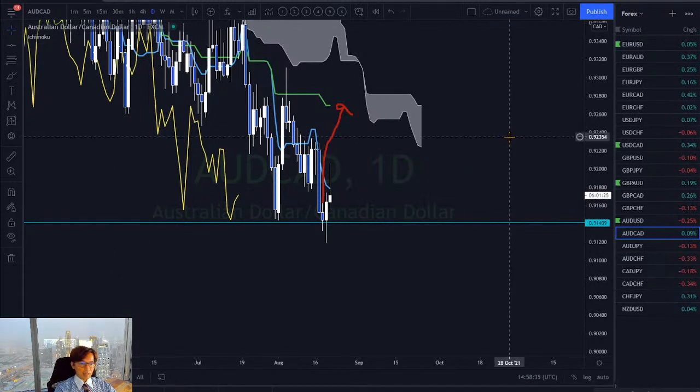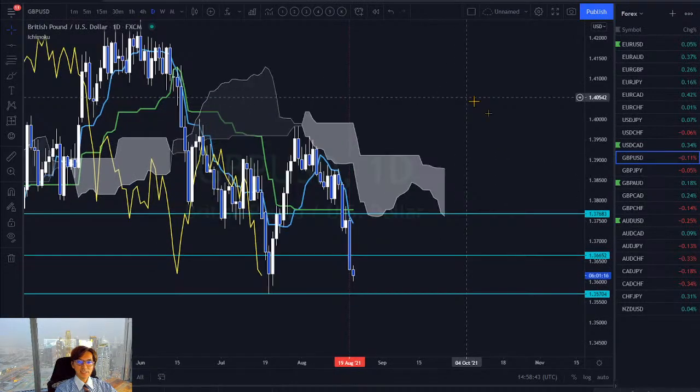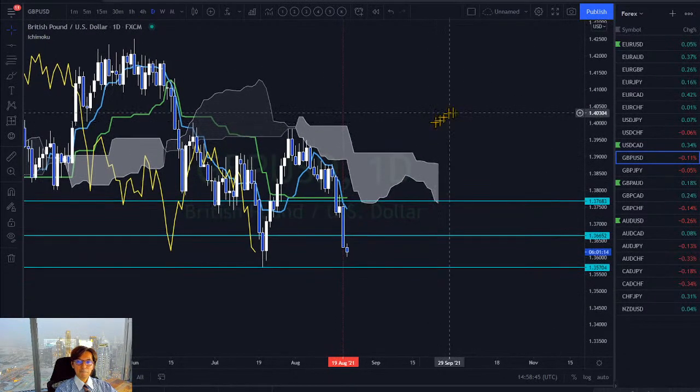I think these are retracing everywhere. Markets are retracing, so no rush, simply stay away and just wait until Monday. Pound dollar is also, this is the daily chart and it is going down, but Kijun-sen is flat. So still, we might see a retracement back to Kijun-sen. So we have to wait.